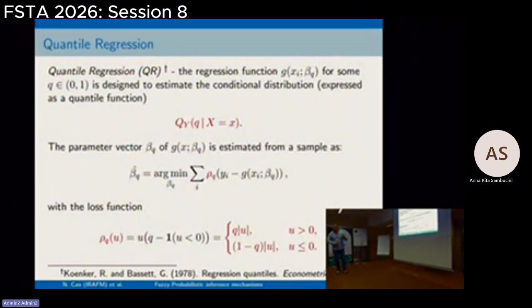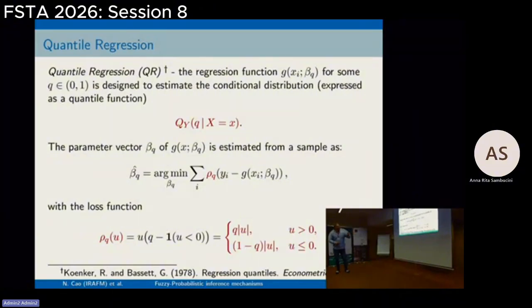rho_q is the loss function. No, this is not bell-shaped. It switches between two values, q and 1 minus q, for u. So when u is less than 0, we use 1 minus q, and when it's greater, we use q. So it's like switching between these.